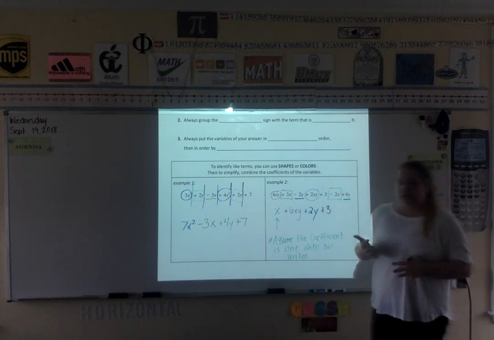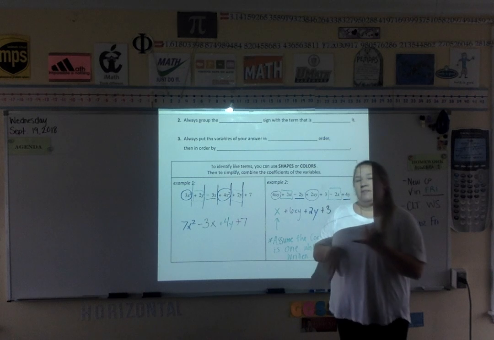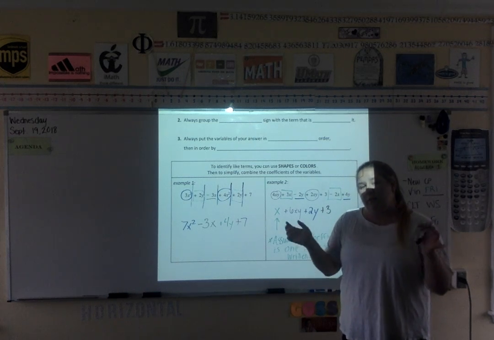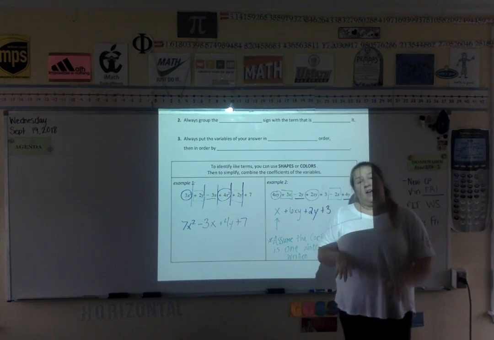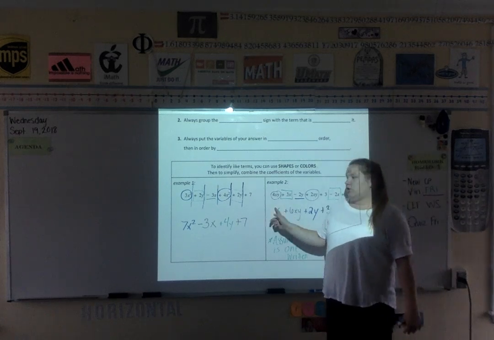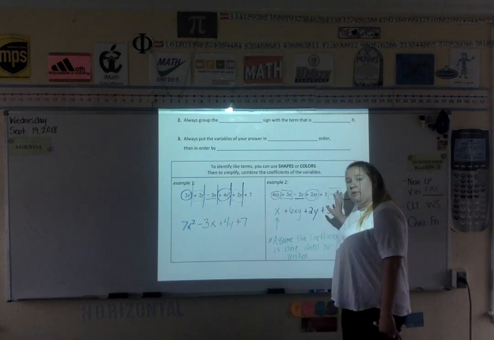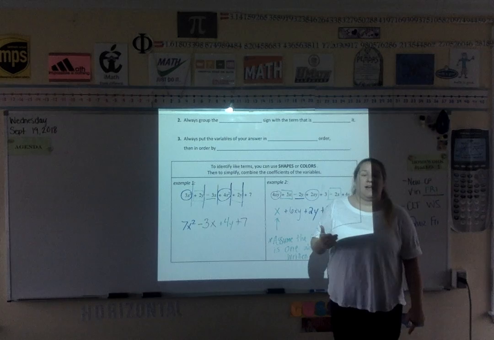So a couple basics to review. Again, you must have same variable, same exponent in order to combine. The coefficient does not have to be the same, and you must show me a strategy. Okay, so it's best to take notes on this now because I'm going to be asking you to do that on homework tomorrow.